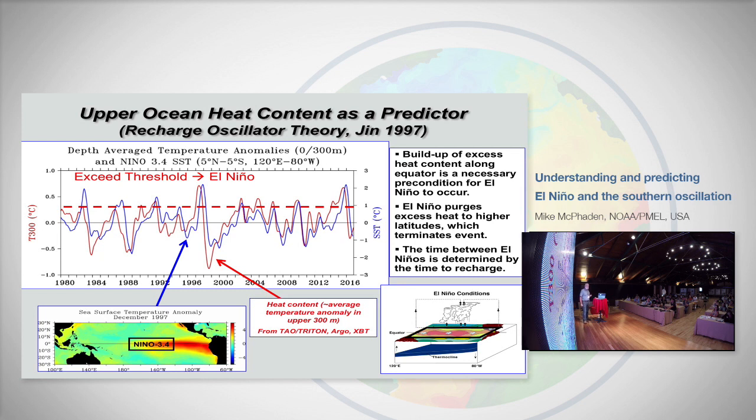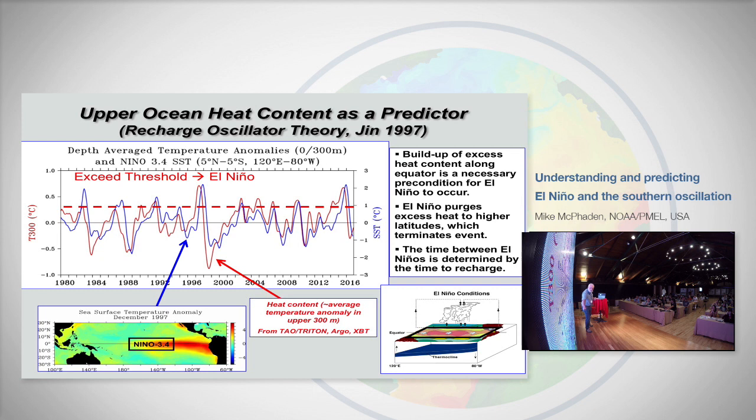There's another aspect to the low-frequency, high-frequency mix here that I want to talk about. And this relates to upper ocean heat content as a predictor of El Niño. And there's a very elegant theory developed by Fei Jin about 20 years ago, which guides the interpretation of what I'm going to show you here. According to this theory, a buildup of excess heat content along the equator is a necessary precondition for El Niño to occur. You can see this satisfied actually quite nicely in two simple time series.